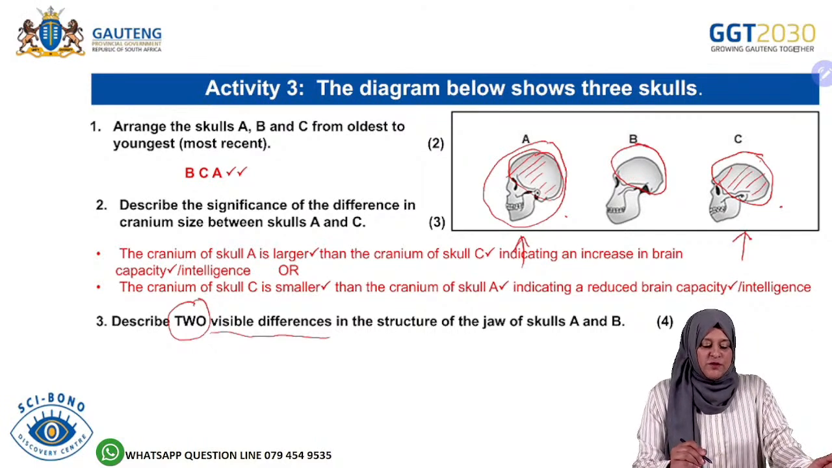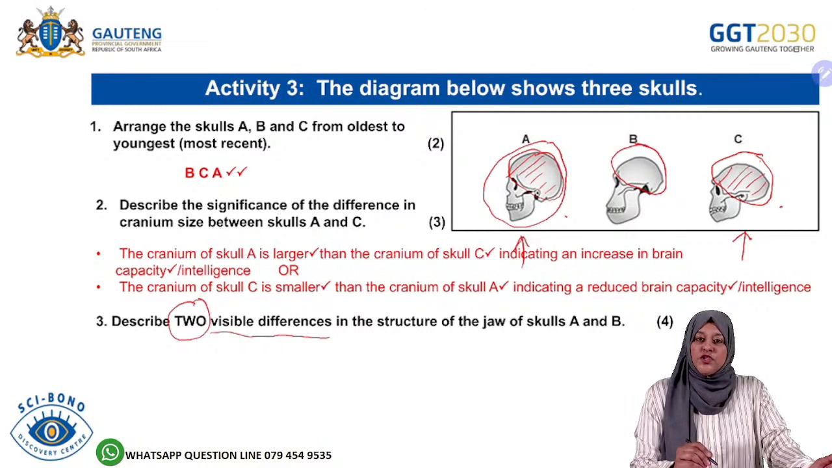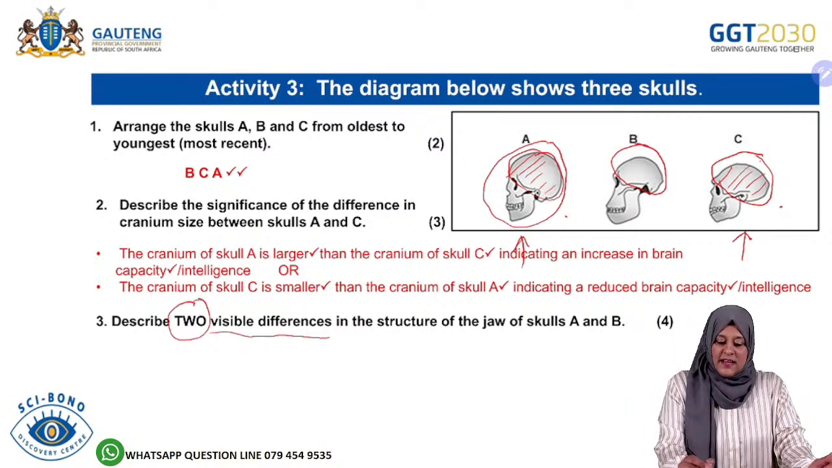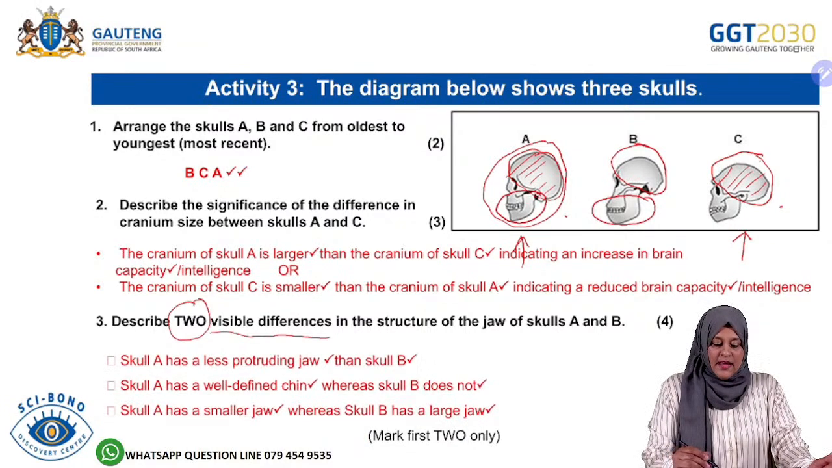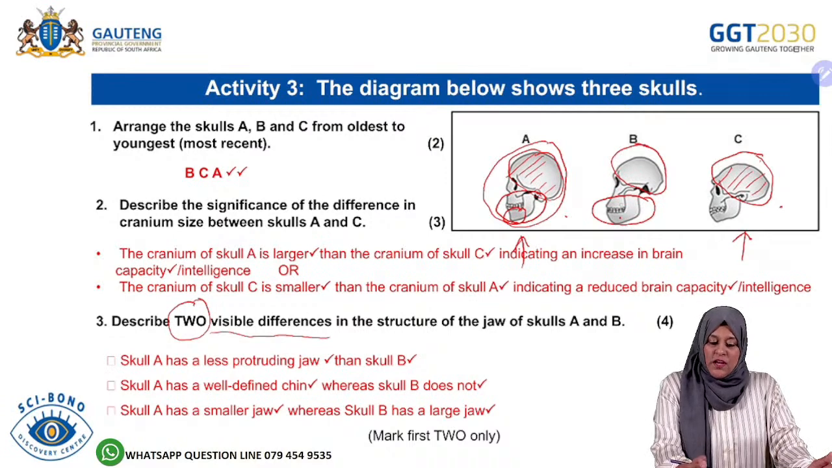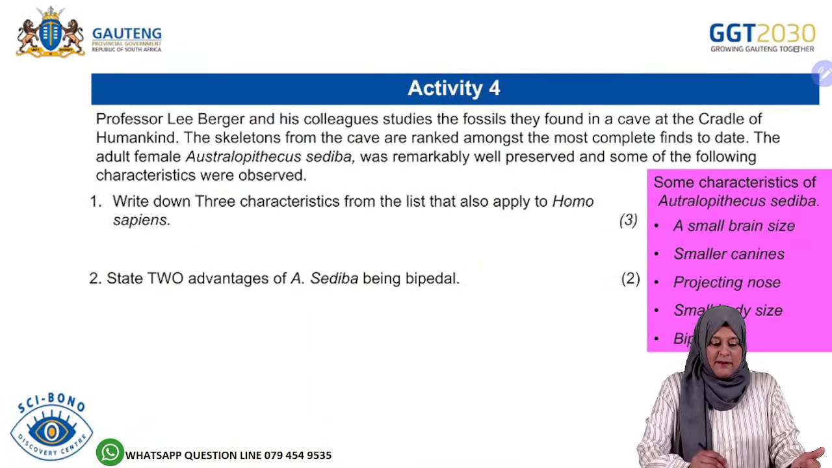Right. So describe 2 visible differences in the structure of the jaw of skulls A and skulls B. So now we're looking at the jaw, right? So skull A has a less protruding jaw than skull B. Skull A has a well-defined chin compared to skull B, right? Skull B does not. And skull A has a smaller jaw, whereas skull B has a much larger jaw. So can you see the trend in the similar kind of questions that we are asking you? So if you go over these questions, you should be ready for the exam.